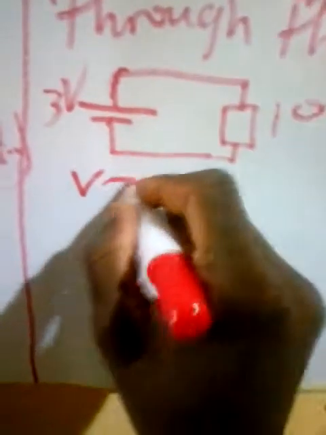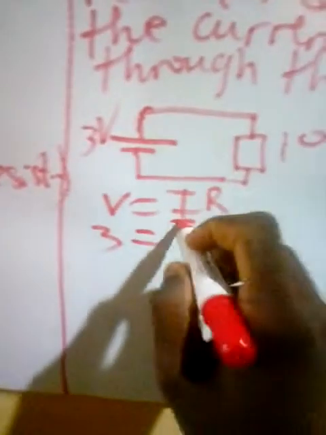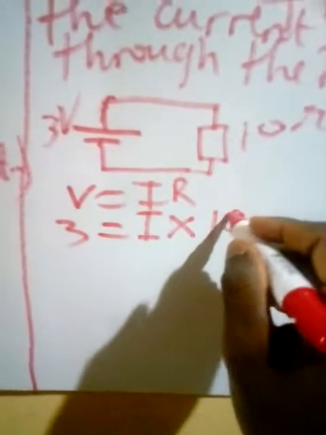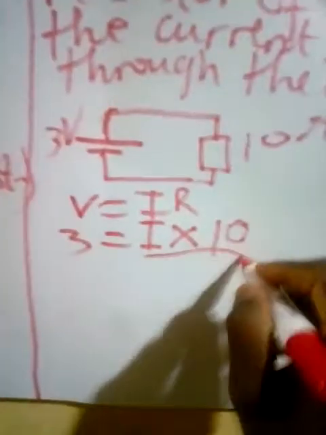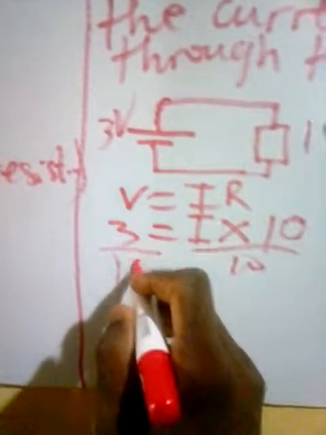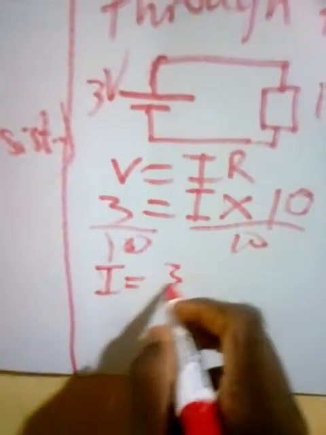So relating this to our equation, we have V equal to IR. Our V is therefore 3 volts. Our current is unknown, so we'll leave that as I, and our resistance is 10 ohms. Dividing both sides by 10 to get my current on its own, I have my current equal to 3 over 10, which is equal to 0.3 amps.